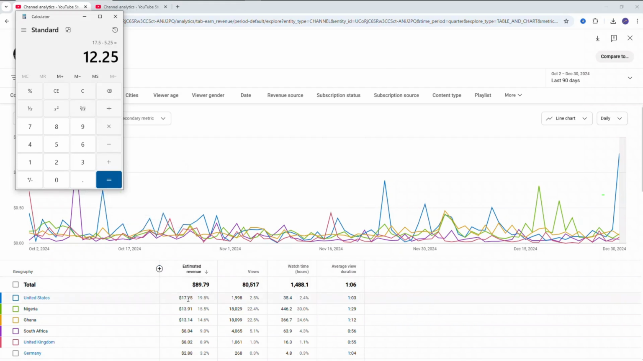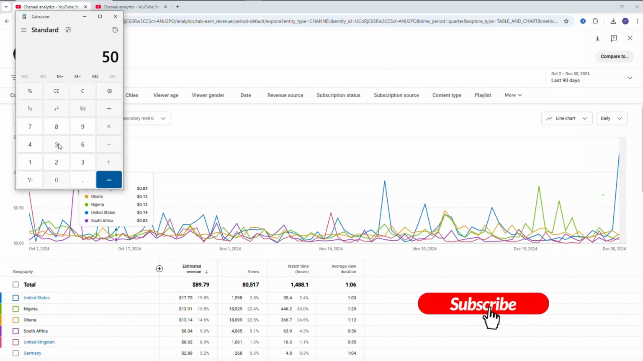So that's it on how to calculate your US taxes. Let's say you made, don't be using this money to calculate, this is your estimated revenue. You'll be using the US figure. So if it's 17, you can deduct 17 from this 89, and then you have the rest of the countries' earnings. So let's say you got $500 like this, and you earned $300 from the US alone.